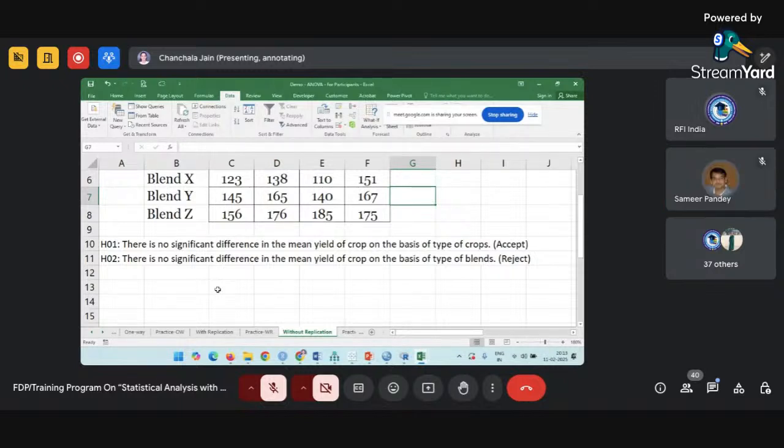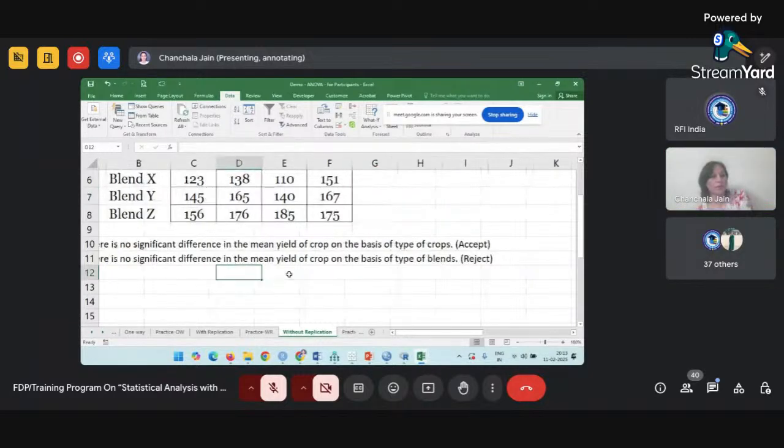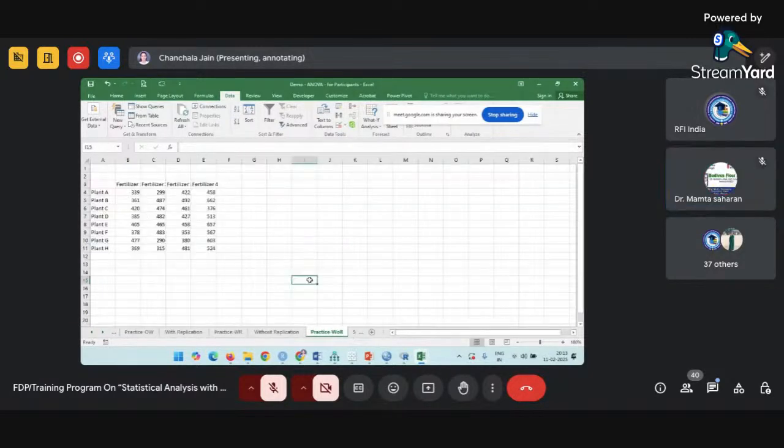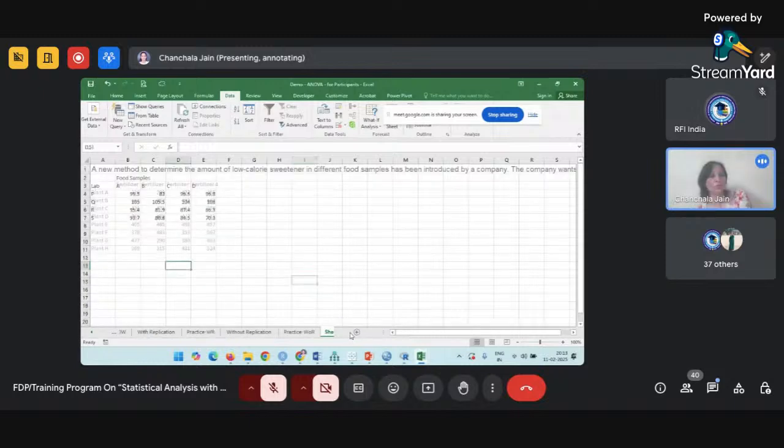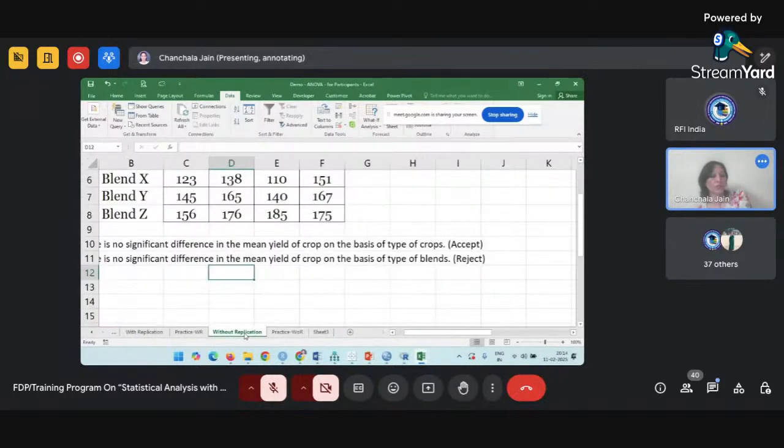Yes, ma'am. Okay. What about others? Yes, ma'am. Next sheet for you. This will help you to perform the different types of ANOVA. So this way, this is today's session. But if you say I'll take regression or correlation today, or maybe correlation today and regression tomorrow, as you say.